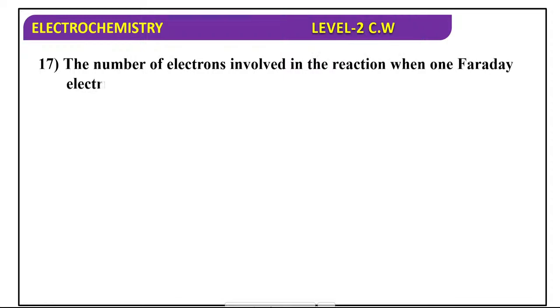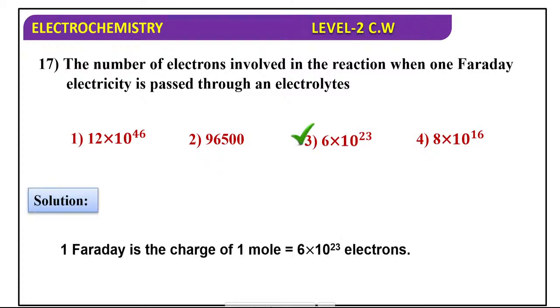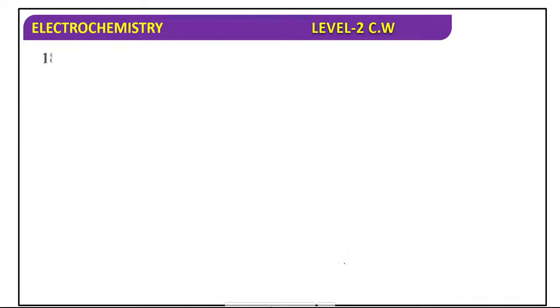Number of electrons involved in the reaction when 1 Faraday electricity is passed through an electrolyte. One Faraday of electricity is passed through the electrolyte. The number of electrons involved in the reaction, obviously 1 mole, because 1 Faraday is the charge of 1 mole of electrons. This much electrons should pass.